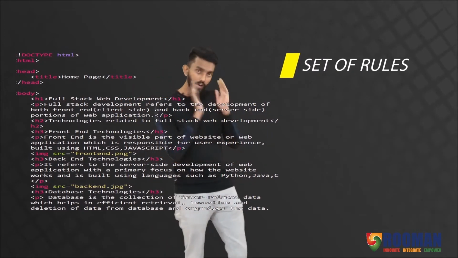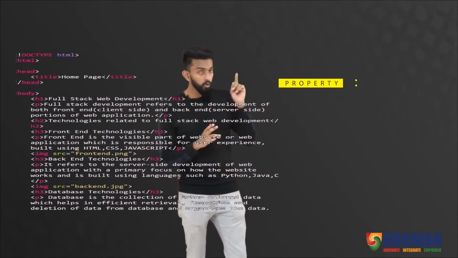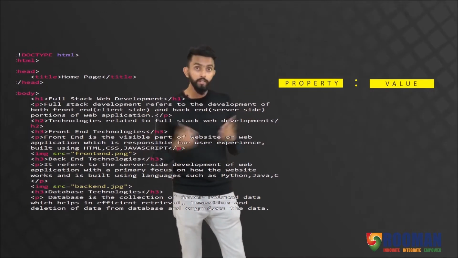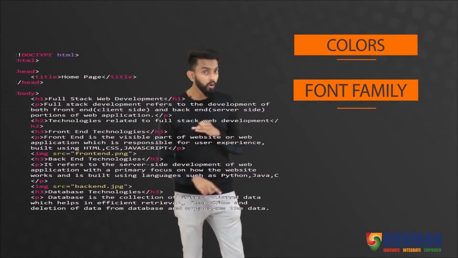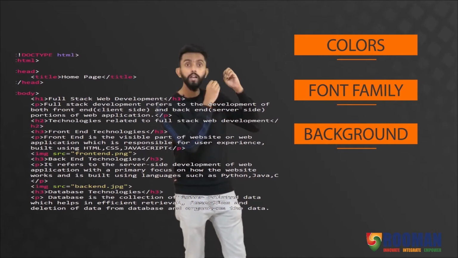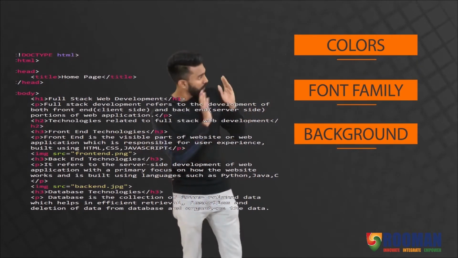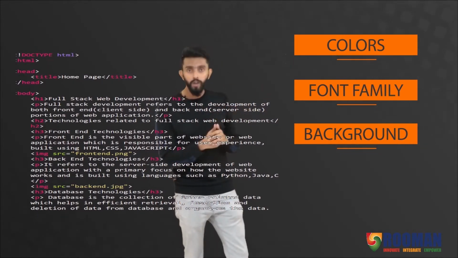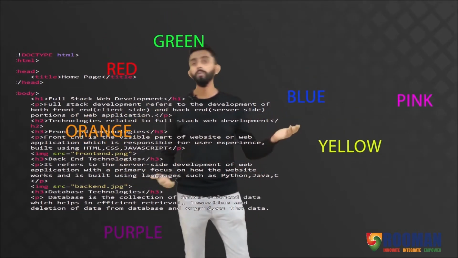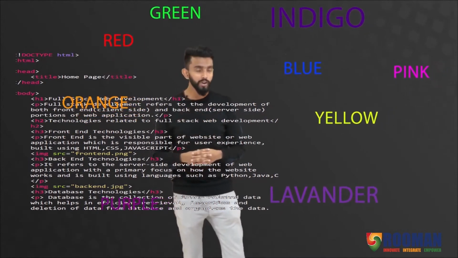Now, traditionally the syntax is like this. You have a property followed by a colon followed by a value. Now this property can be many things such as color, font family, background. There are n number of properties. I will be explaining all of those properties in depth when I take up CSS properties. Now every property has its own set of values. For example, if it is color, it can be red, green, blue, yellow, orange, pink, purple, indigo, lavender. There are n number of color options that you have, right?